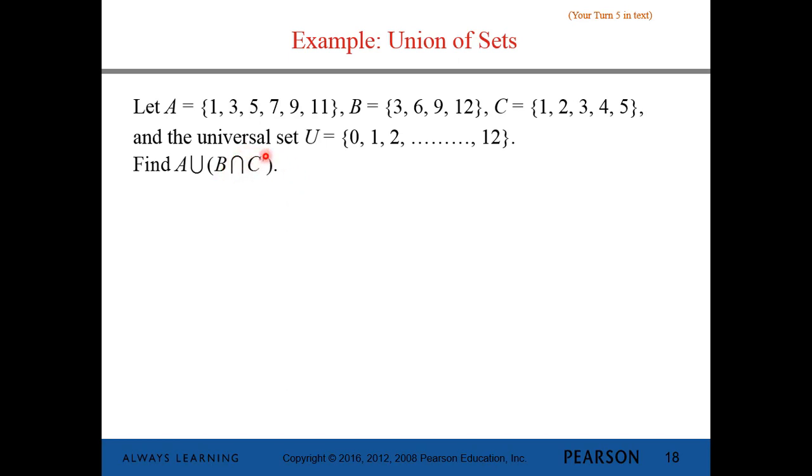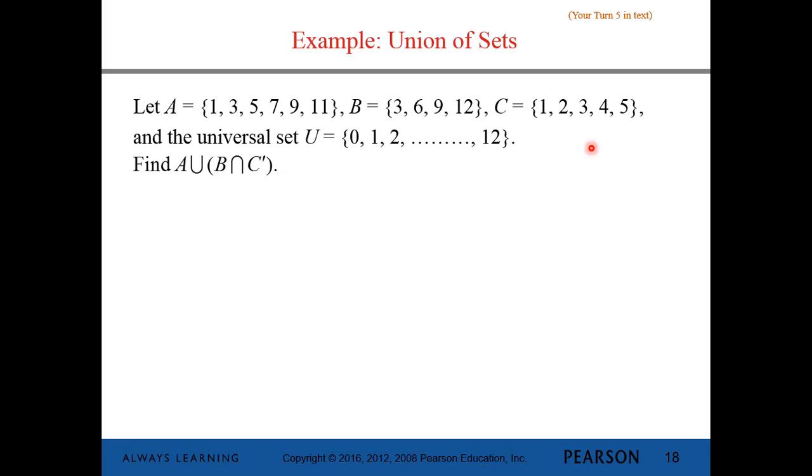So we want not C. Well, not C is everything that's not in C, but in the universe. So what's not in C, but in the universe? Well, 6, 7, 8, 9, 10, 11, 12, and 0. Okay, so in this case here, we end up with 0, and then 6, 7, 8, 9, 10, 11, 12.